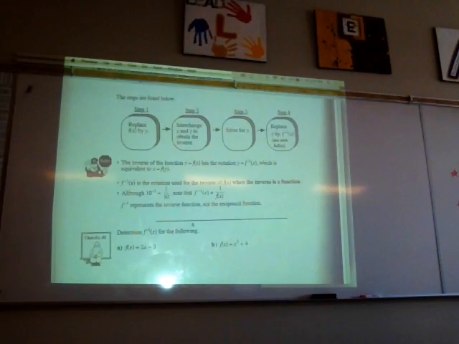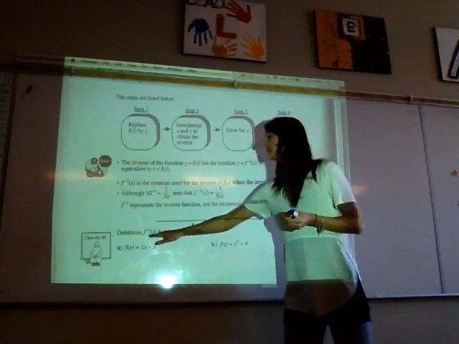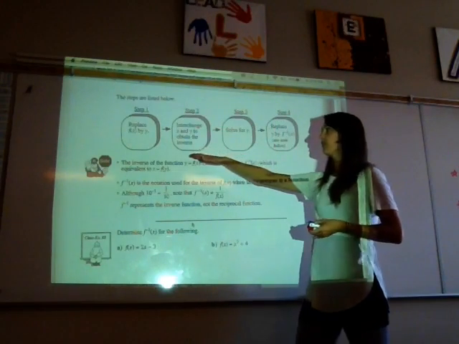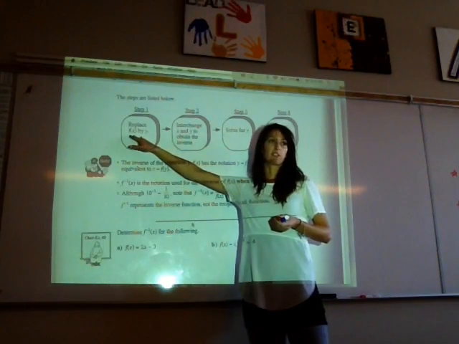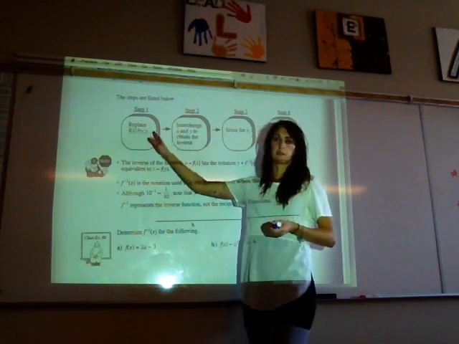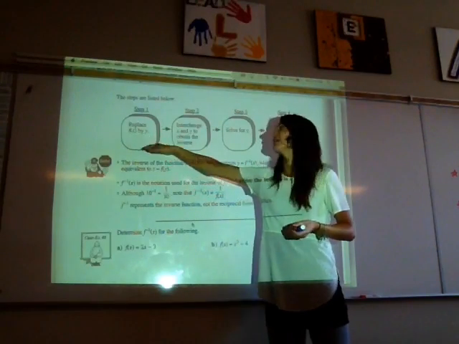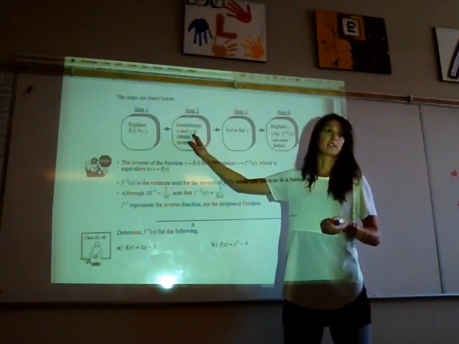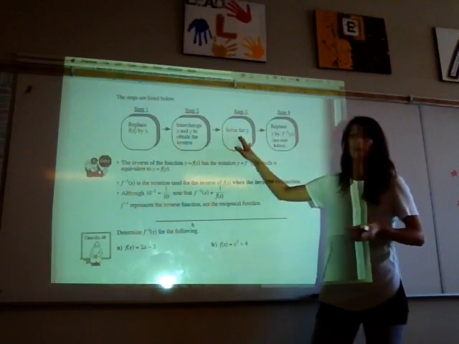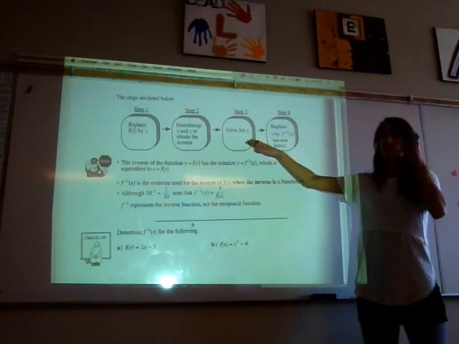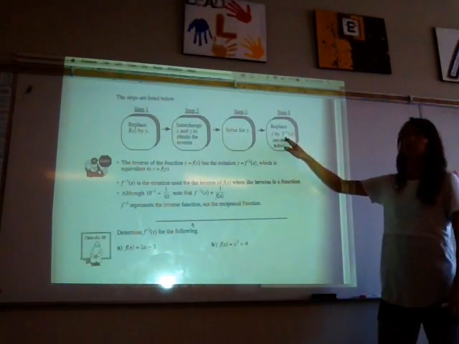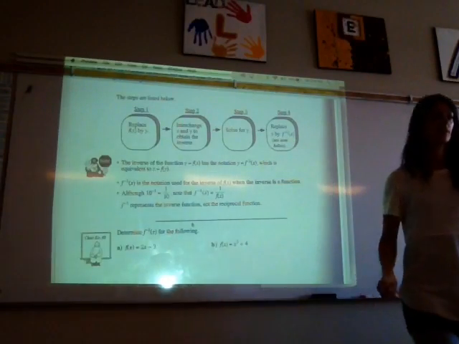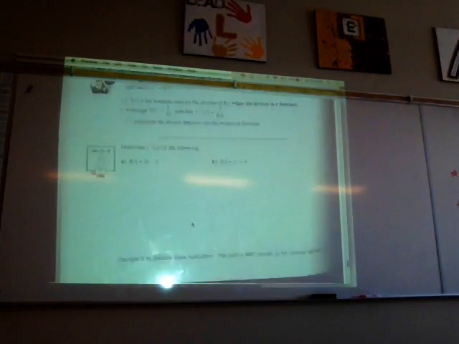Okay, if you have to find the inverse of f of x, denoted by this, these are the steps you're going to follow. So first, you're going to take the original function, f of x, replace it with y. Then you exchange your x and y values, and you solve for y, and then you replace your y with the inverse of f of x. So let's look at the first example here.